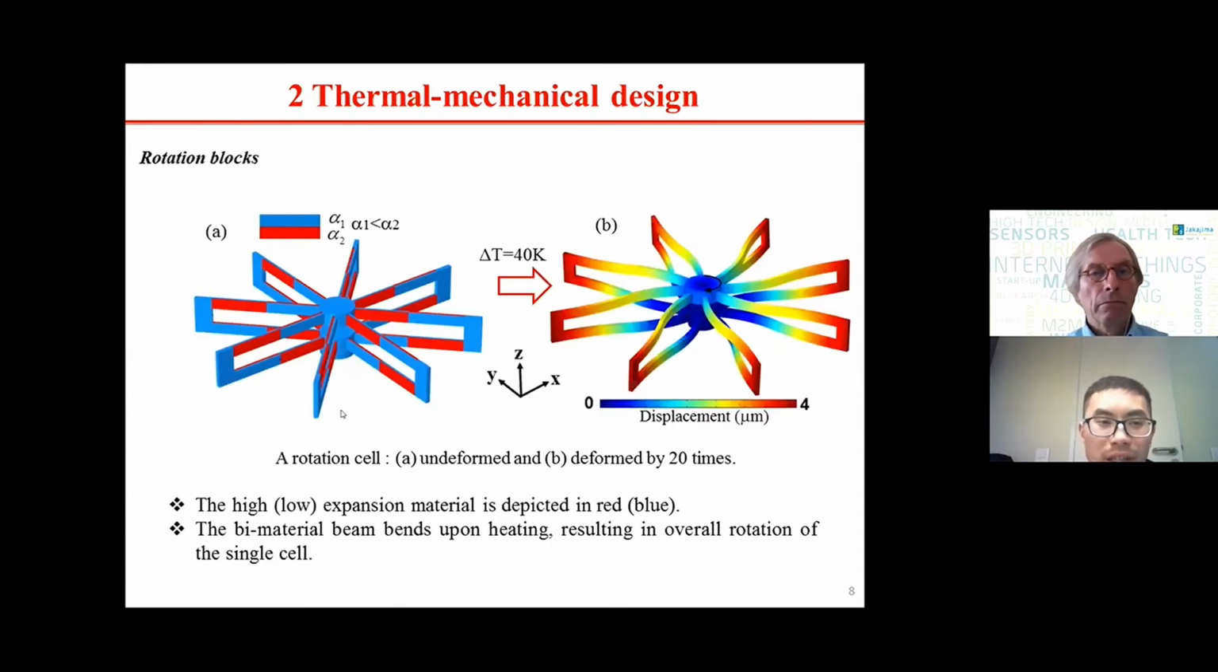Now let's see the rotation function. Again, we use the bimaterial beam. As you can see, if you heat it like this, all the bimaterial beams will expand and bend, thus creating the overall moments. I mean, here is the rotation of the upper end. Here is the direction of the rotation angle.